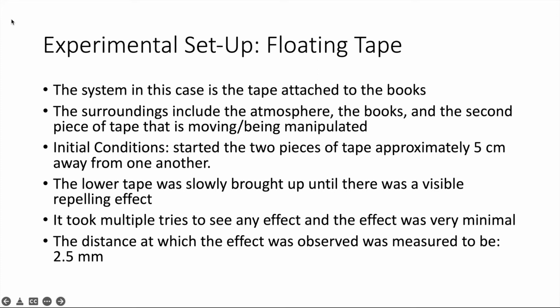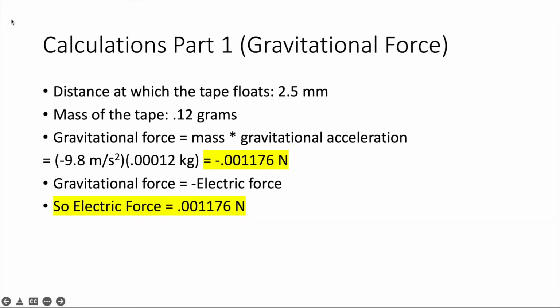Initially, the pieces of tape were 5 centimeters away from each other, and the lower piece was brought closer until there was a visible repelling effect, which was effectively seen at 2.5 millimeters. We then calculated the gravitational force by taking the mass of the tape and multiplying that by the gravitational acceleration, and we know that the gravitational force is equal and opposite to the electrical force.